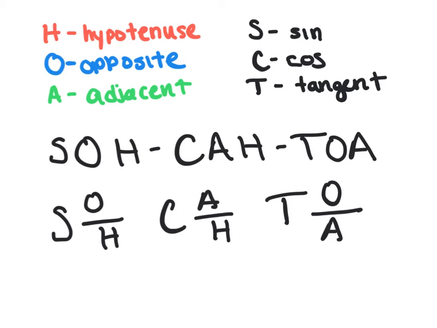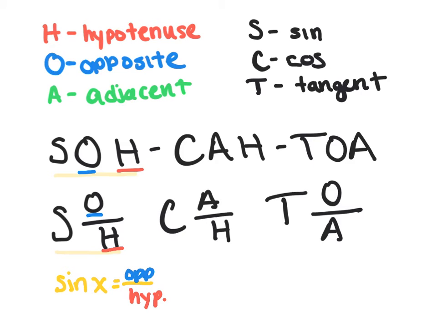But using this, we can tell that the first part here, S is O over H, tells us that if we fill it in, the S stands for sine. So we have that sine of x equals the O over the H. So it's opposite over the H, which is the hypotenuse.